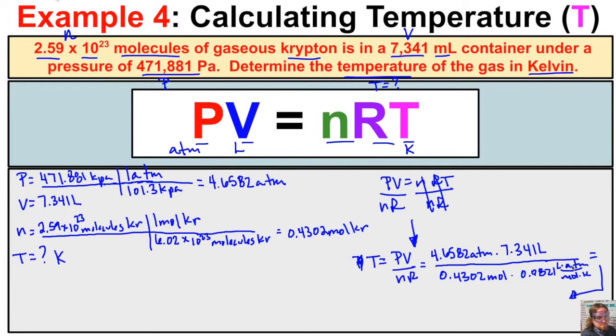We're going to end up with 4.6582 times 7.341. We're going to divide this by parentheses. Remember to put everything in the denominator in parentheses when you're putting this into your calculator if you're going to multiply these two terms. 0.4302 times 0.0821. And we end up with an answer of 968.2. 968.2 what? Well, let's take a look here. It looks like atmospheres is going to cancel. It looks like liters is going to cancel. It looks like moles is going to cancel, leaving us with Kelvin. So the temperature of this gas is going to be 968.2 Kelvin.